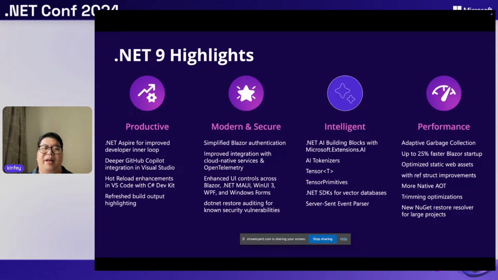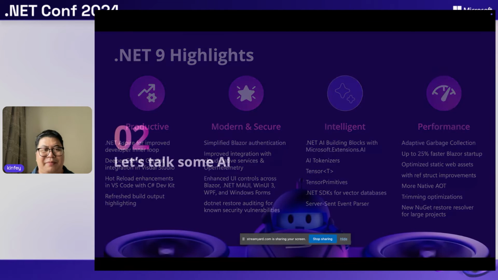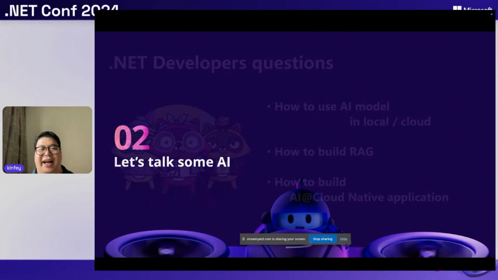But this time, I thought Aspire is very traditional. Many people think, oh, it can only focus on cloud native. But we just talked about AI. Don't forget that AI and cloud native can be built together. So in this session, I will talk about how to use .NET Aspire to create your GenAI applications. Let's talk about some AI.